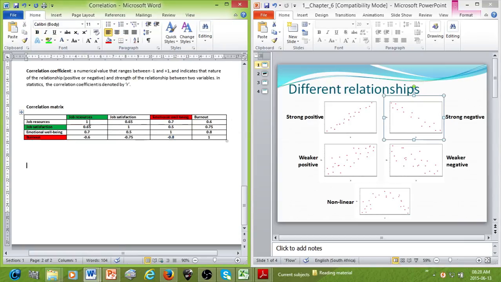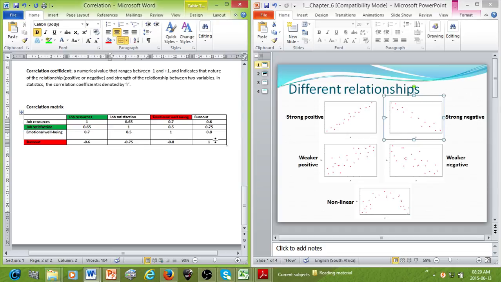Now, I'm sure you noticed these digits, the perfect ones in the table. Have you noticed how wherever these perfect ones are present, that's where the same variable intercepts itself? For example, job resources perfectly resemble job resources. So the value of 1 will be the correlation coefficient, and that will be applicable in the case of job satisfaction, emotional well-being, and burnout. All of them resemble themselves perfectly.